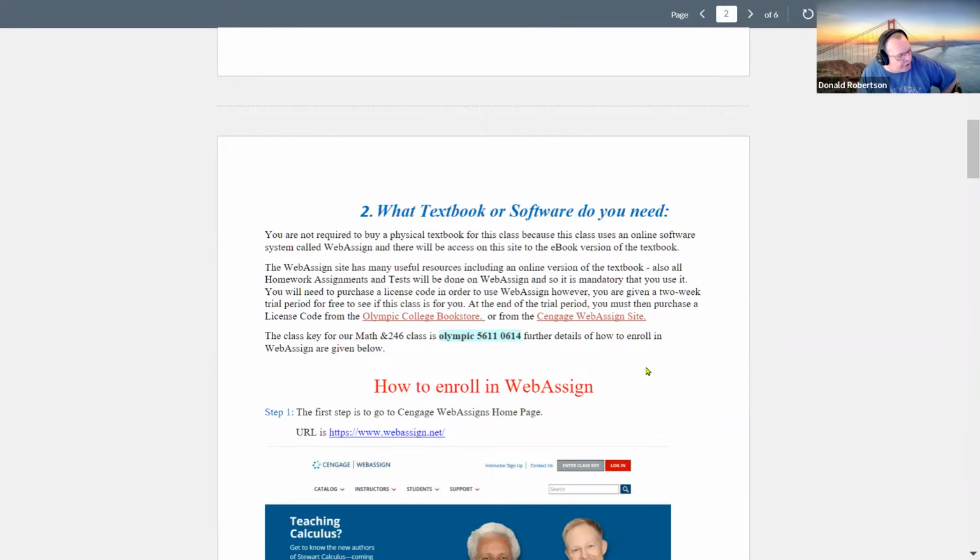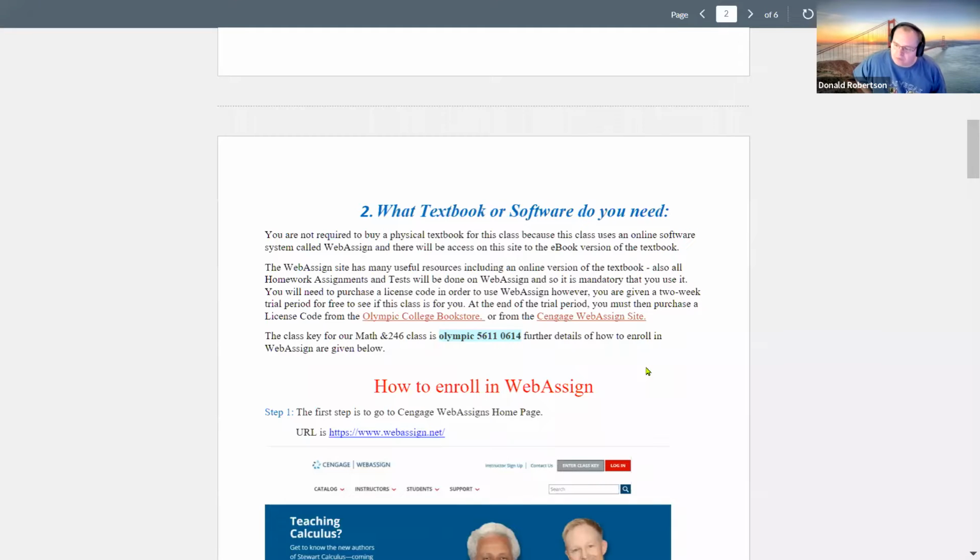So what goes on in WebAssign? Well, that's where all your homework is going to take place. That's where your class tests are. So if you remember Calc 3, it's pretty much the same. There's a 2-week grace period, so you don't actually need to pay money. I think it's 2 weeks anyway, 14 days. And during that time, you can find out whether this class and this method of teaching suits you. And I like the fact they have that grace period, because if it doesn't work for you, you can drop the class, but you won't have spent money, right?